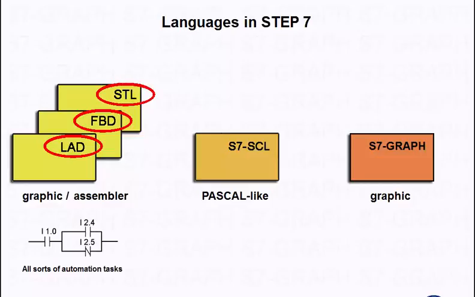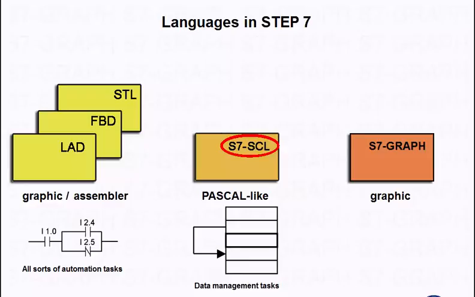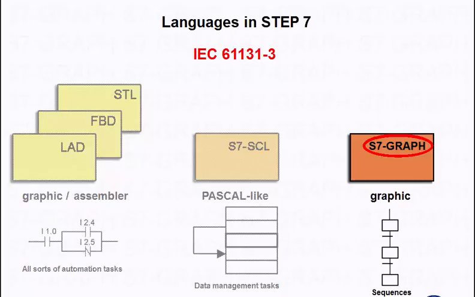Basically, all automation tasks can be solved with the basic languages Ladder, FBD, and STL. Tasks such as data management algorithms can be solved particularly fast and clearly using the language elements provided in S7 SCL. In case of sequences, which can be divided into individual processing steps, the automation solution is considerably simplified using sequence chains in S7 Graph. All languages comply with the IEC 61131-3 standard.